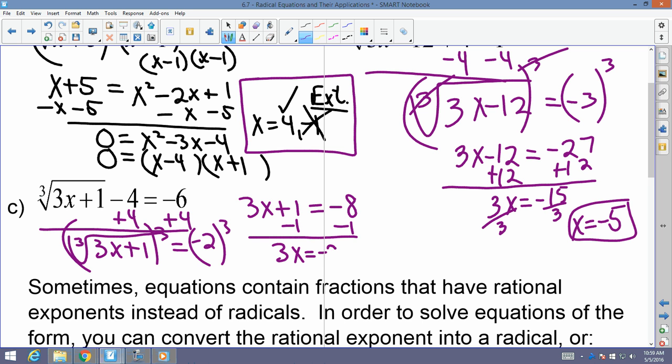3x equals -9, divided by 3. X equals -3. Let's see if it works. -3 times 3 is -9. Plus 1 is -8. Cube root of -8 is -2. -2 minus 4 is -6. It works. We're going to stop right there.